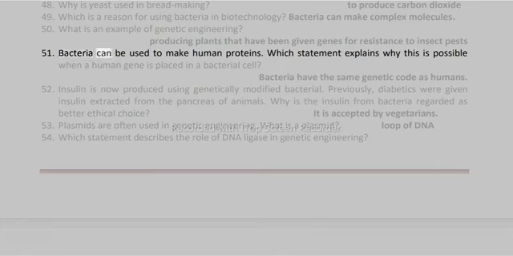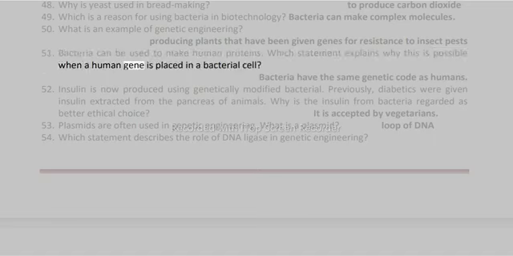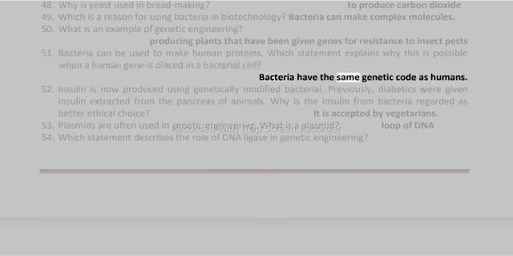51. Bacteria can be used to make human proteins. Which statement explains why this is possible? When a human gene is placed in a bacterial cell, it works because bacteria have the same genetic code as humans.